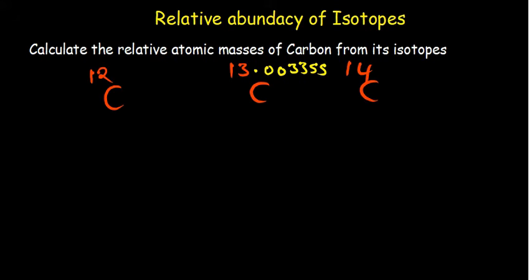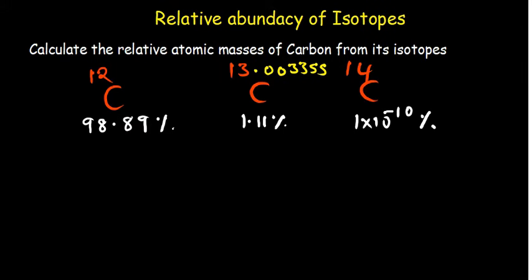These have percentages of existence, which we are calling the relative abundance by percentage. So this one is 98.89%. Carbon 13 is 1.11%. Carbon 14 is 1 by 10 to the power negative 10 percent, which is a very small value, 0.00000, imagine having 10 zeros, which is just too small. So its value is negligible.